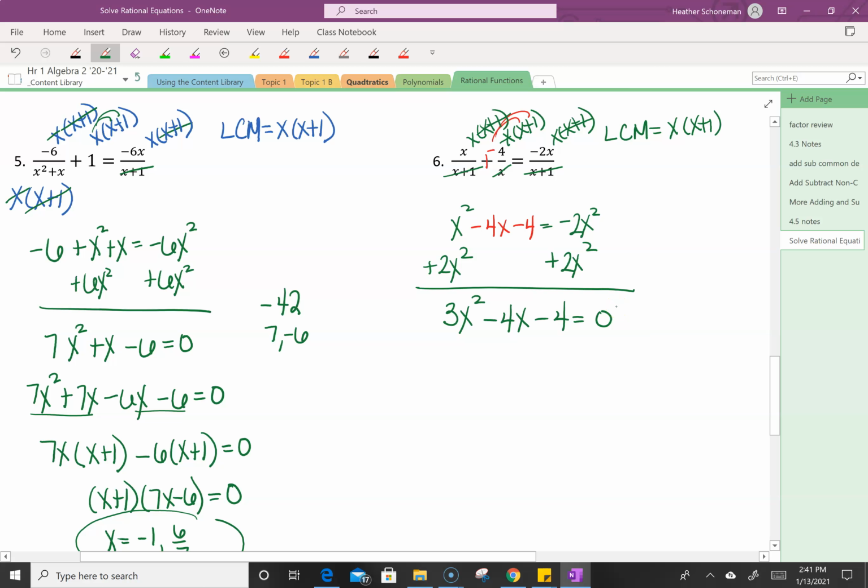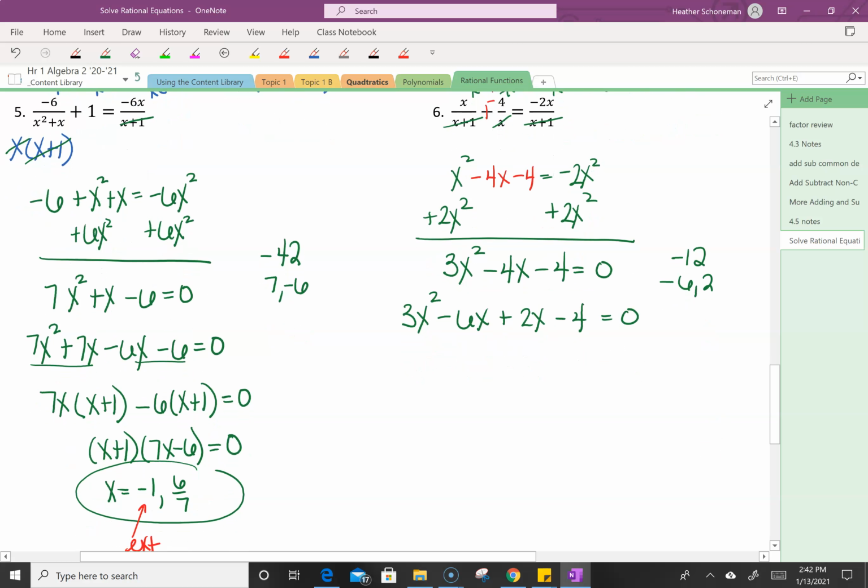Okay, I need to factor it now. I'm looking for a greatest common factor. There isn't one. It's a trinomial with the leading coefficient not 1, so I need to split the middle term. 3 times -4 is -12. I need two numbers that multiply to -12 and add to -4, which would be -6 and 2. So now I'm going to rewrite it, splitting the middle term. So I have 3x squared minus 6x plus 2x minus 4 equals 0.